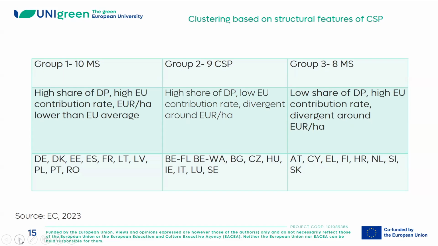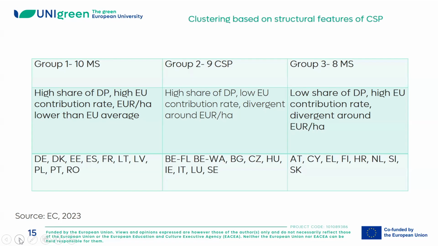So we could see that in the first group, there are countries characterized by a high share of direct payments, reflecting strong reliance on income support. They also benefit from a high contribution rate; however, the average level of support is below the European Union average, suggesting that although direct payments dominate in their common agricultural policy structure, the per hectare support remains modest. This pattern is typical for France, Poland, and Spain.